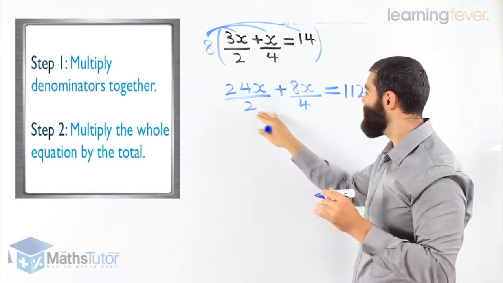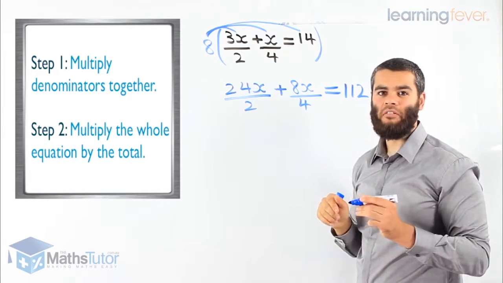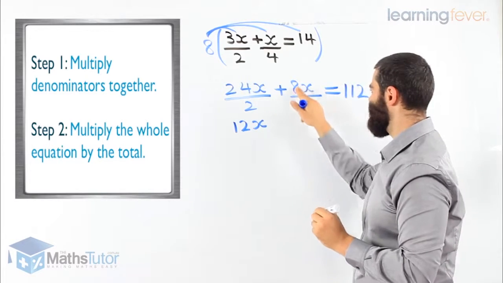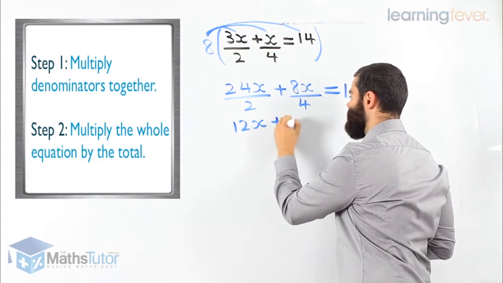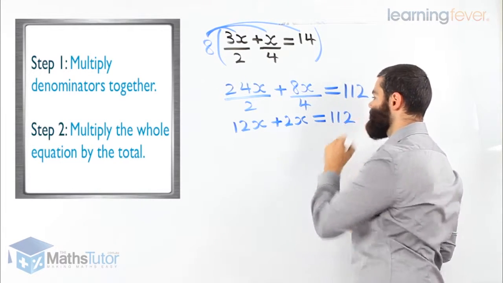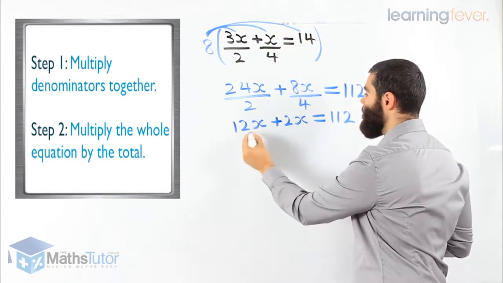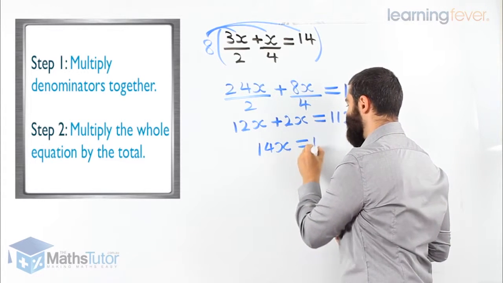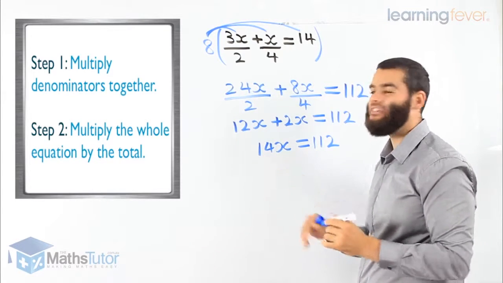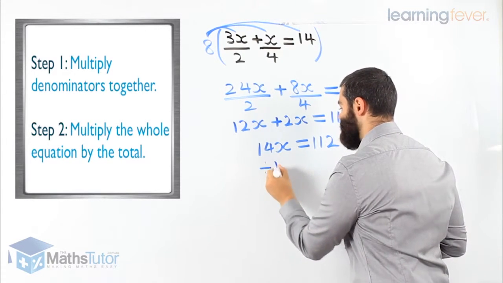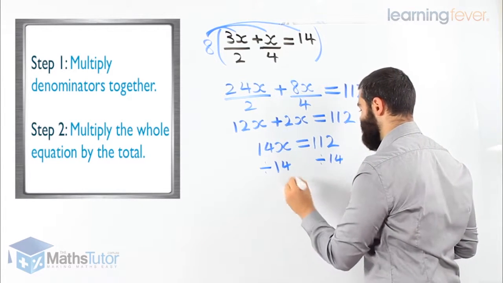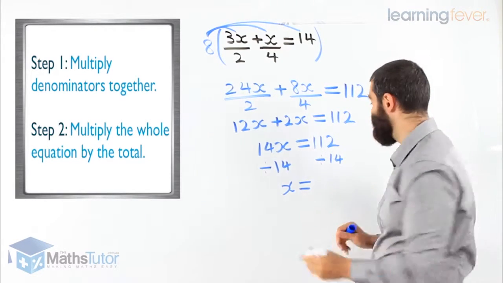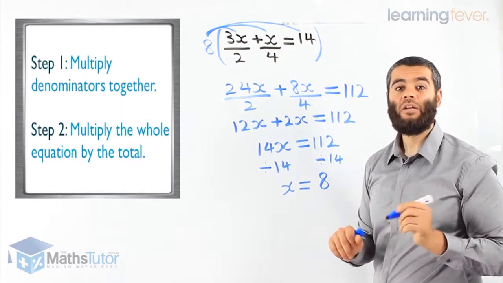The whole process is to eliminate and get rid of the denominators. Let's do that now. 24x divided by 2, 12x. 8x divided by 4, 2x, equals 112. Now the denominators are gone. Simple equations. 12x plus 2x, we can see like terms: 14x equals 112. Now 14x is 14 times x, so we divide by 14 on this side and divide by 14 on this side. 14 divided by 14, we have 1x, there it is. And 112 divided by 14 is 8. x equals 8. Very simple.